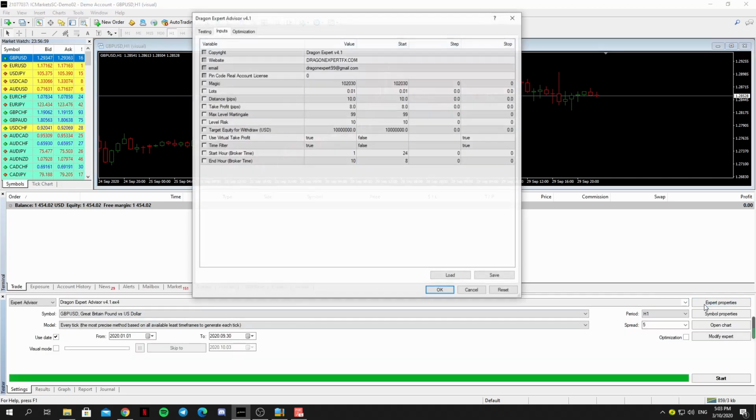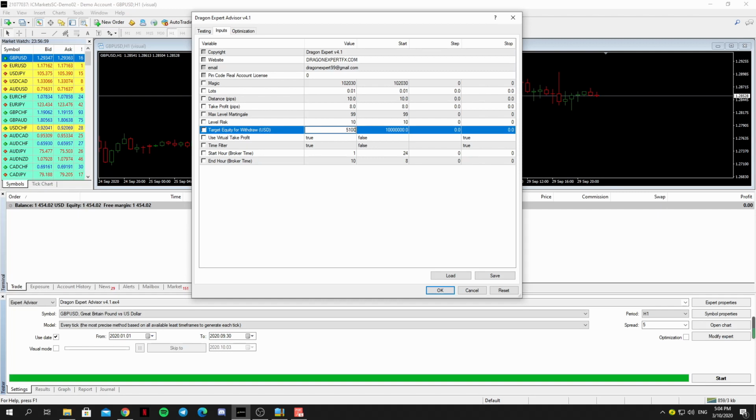In a nutshell, this expert advisor does offer a target equity for withdrawal. So if you have a target for a day, for example, you are going to take away $100 profit, just set this as 5,100 and you're good to go to open up the expert advisor. When it hits 5,100, it will automatically close your trades and also close the expert advisor. So you can secure your profits and withdraw if necessary.